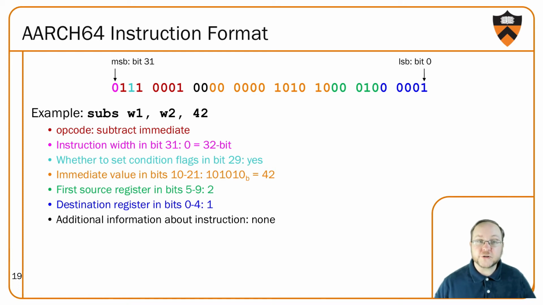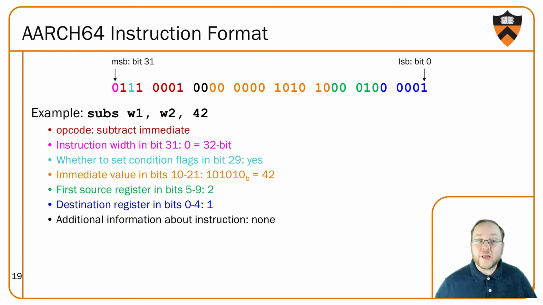We have a source register, so we look at the green bits. 00010, we see that's the number 2 in binary, representing R2 as the first source. The orange bits, interpreted in binary, represent a 1 in the places 2, 8, and 32, so that's 42 in decimal. The blue bits, all zeros and then a 1, that's 1, so register 1 is the destination.